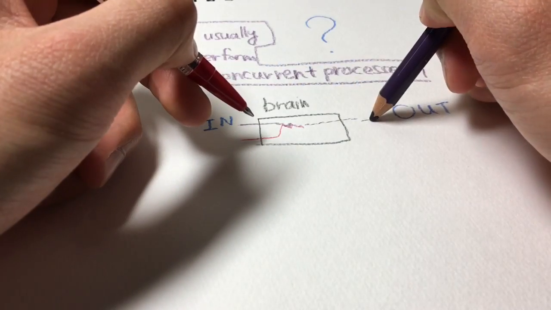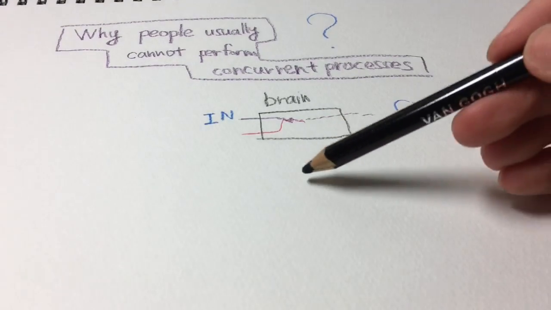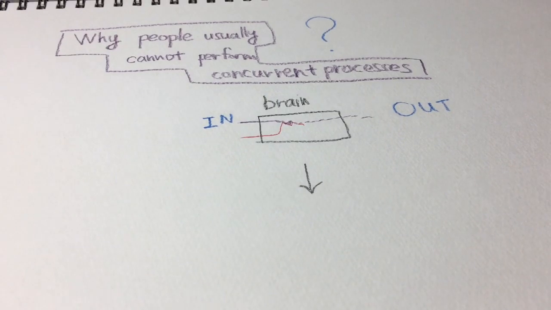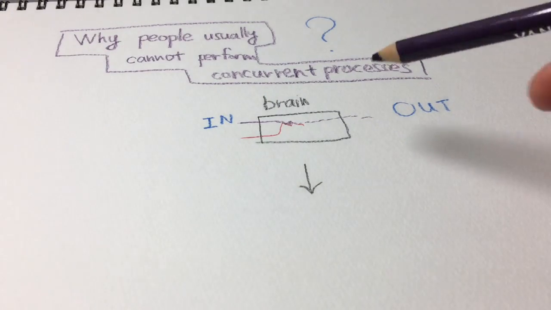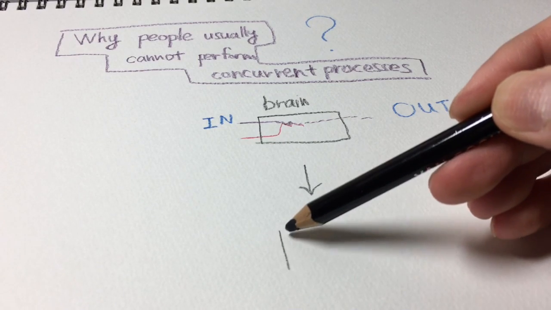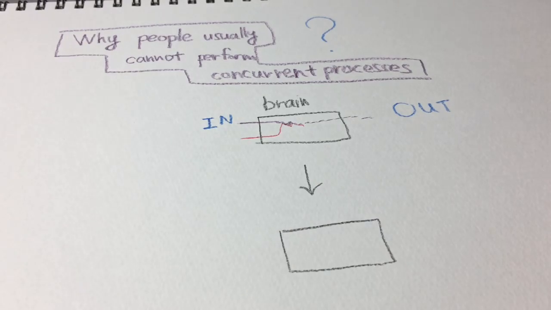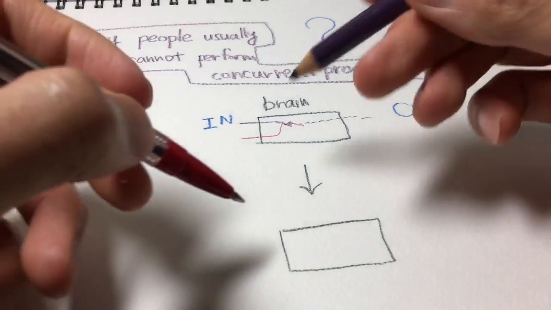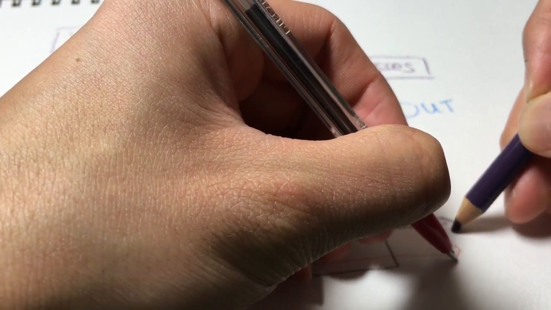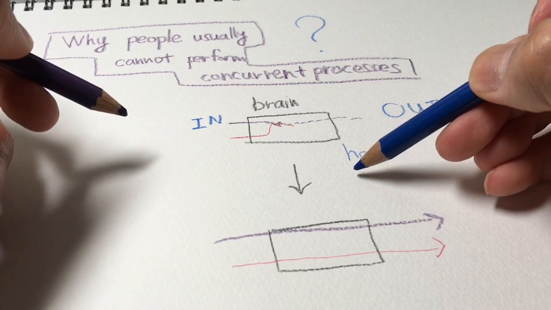But why can people usually not perform concurrent processes? I will illustrate what I think is the reason. That is because inside the brain, transmission lines are dependent on each other. So when we try to do multitasks, one transmission line interferes with the others, so we cannot create output.